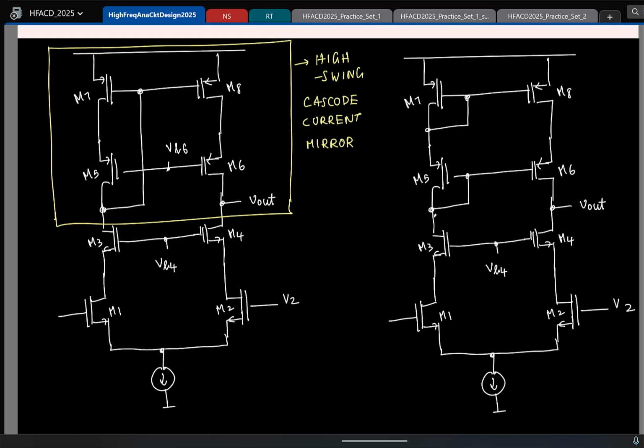Yes. Sorry. This you can call a normal cascode. The idea is if you name one, maybe you don't have to name the other.